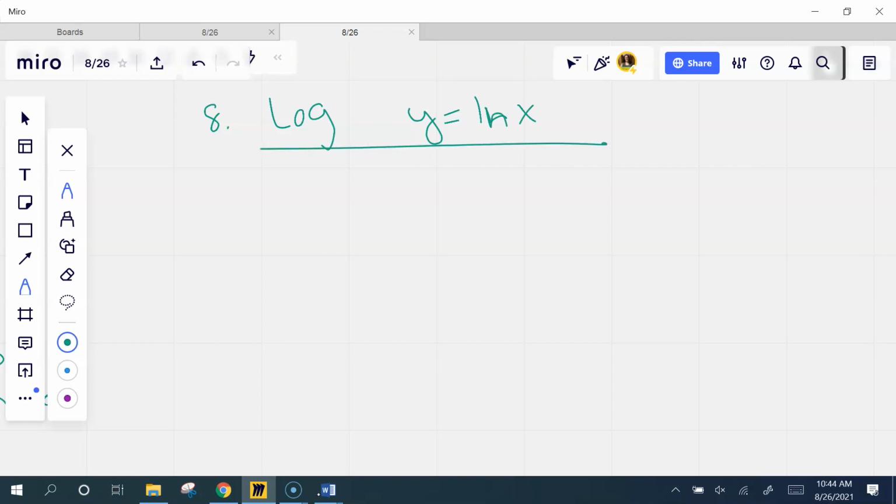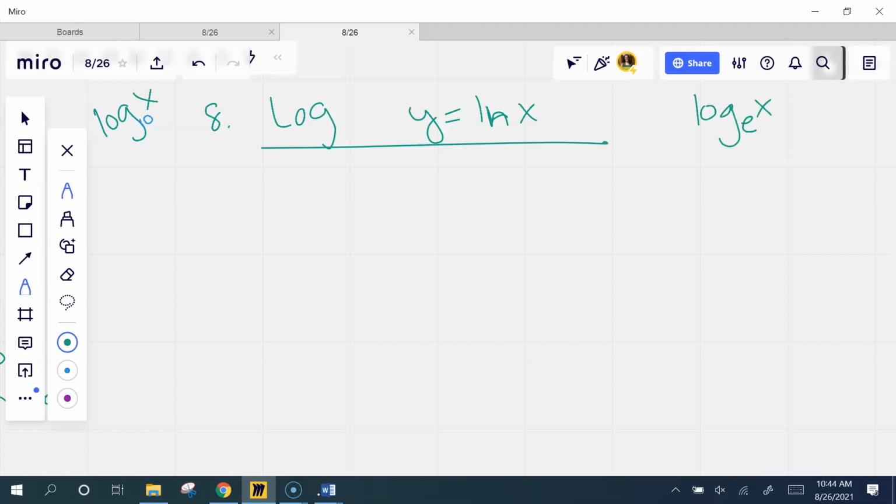Natural log. Y equals natural log, ln. What is the natural log of x? Okay, that's when you don't have a base on a regular log. If I just had log x, that would tell me that there's a 10 here. What about if I have natural log of x? It's an e. This is the same thing as log base e.